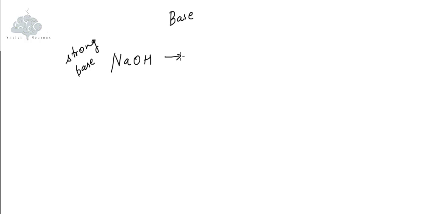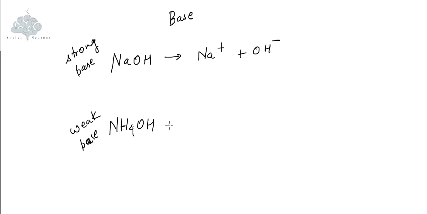So again, when I talk about a strong base, it would dissociate completely into Na plus and OH minus ions. But when I talk about a weak base like NH4OH, let's write it here, a weak base, it would dissociate again into NH4 plus and OH minus ions. So what do you see here is that it's just going in the forward direction. So they would be having more OH minus ions. Therefore, the dissociation is more.